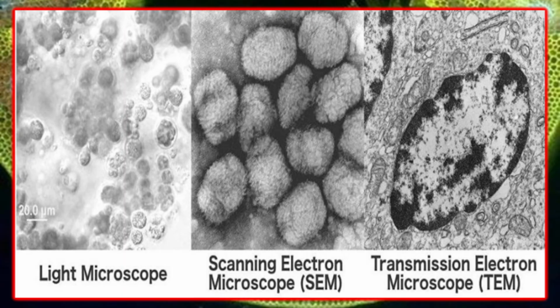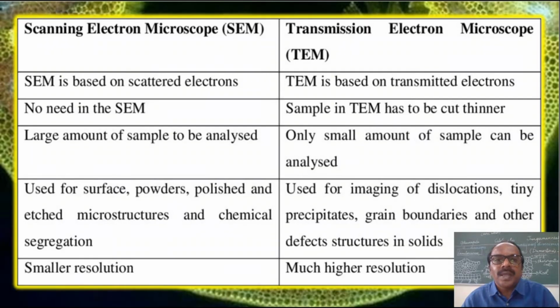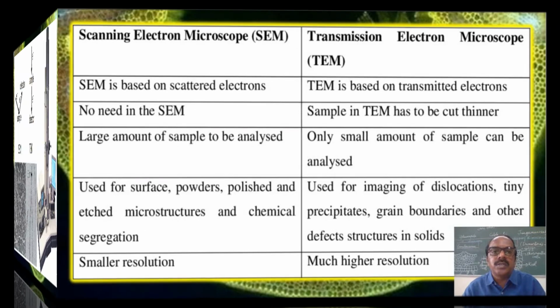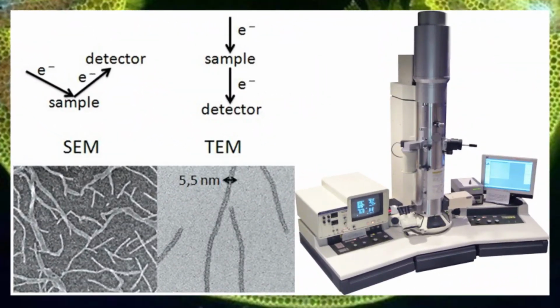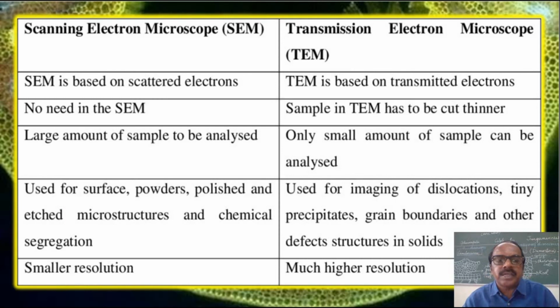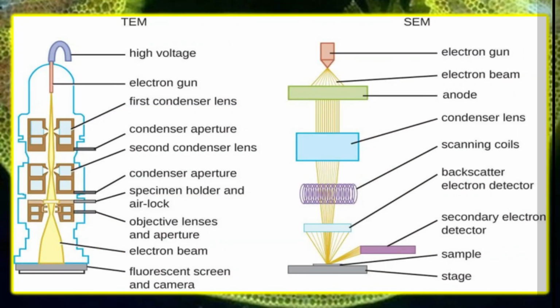So in case of a scanning electron microscope, electrons will fall on the object and they scatter. Once the electrons scatter from the object, the scattered electrons are observed to obtain the image. In case of a transmission electron microscope, the electrons are made to pass through the object, and after the electrons pass through the object, the electrons are used to form the image.